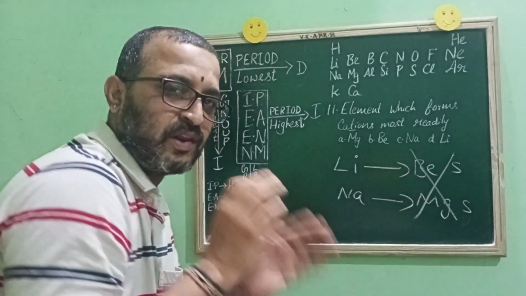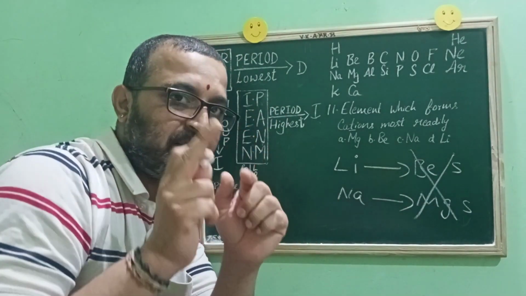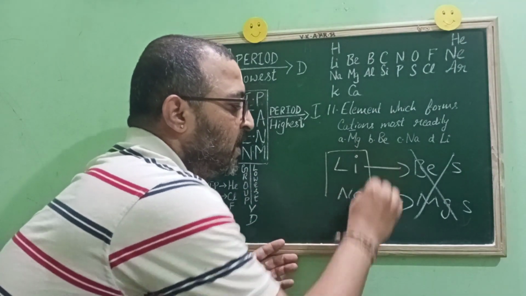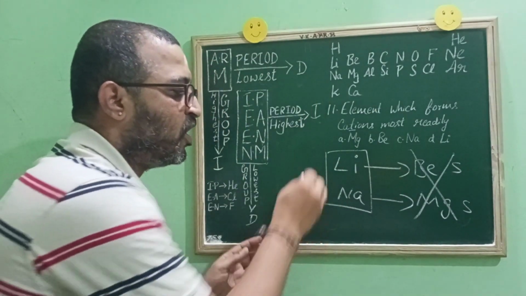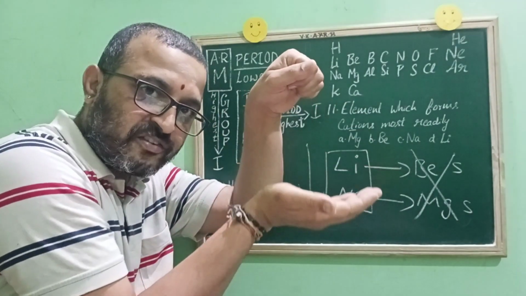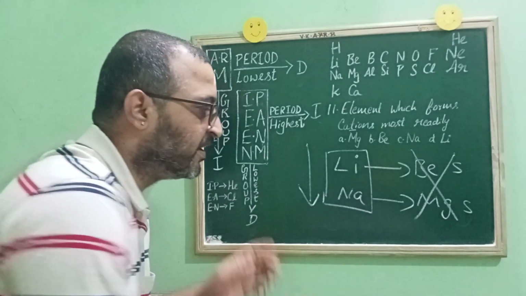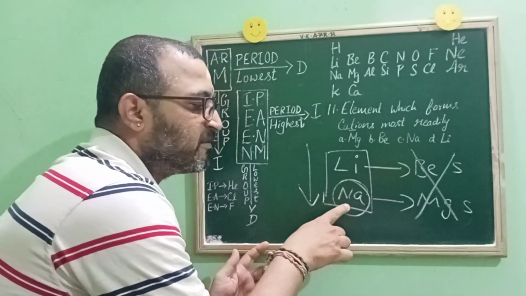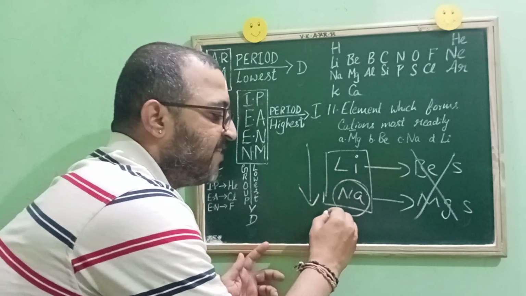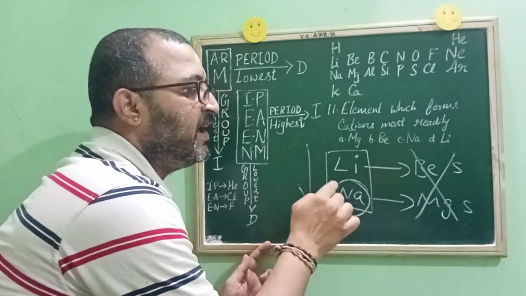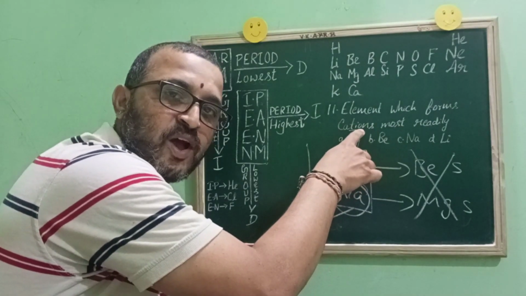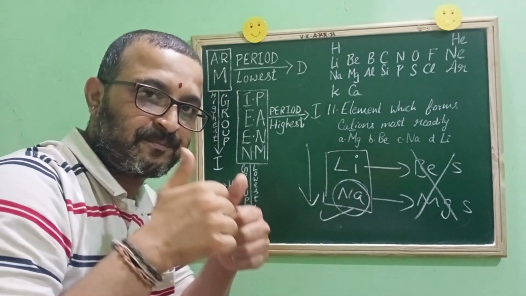The smaller atom will not lose the electron. Only which atoms will lose? Bigger atom. Now, out of lithium and sodium, which is the biggest atom? Common sense says that down the group, the atomic radius is going to what children? Increase. So, sodium is biggest and lithium is smallest. So, the answer is sodium. That is, it has more tendency to form cation. Right children?